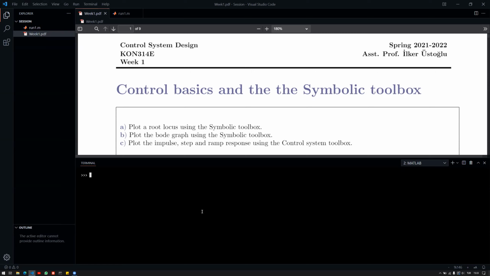Now, the prerequisites are basically the root locus plot. You should be familiar with them. And then there are also the Bode graphs, which is basically the second part of our course throughout the semester. And then there's also a neat example about impulse, step and ramp responses.